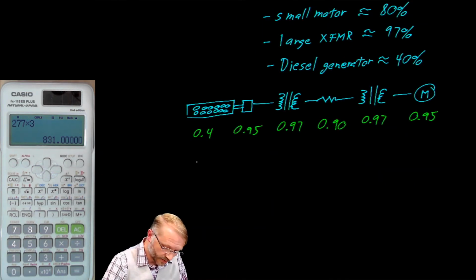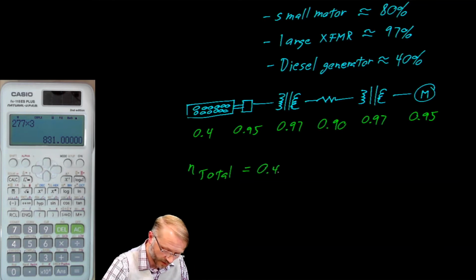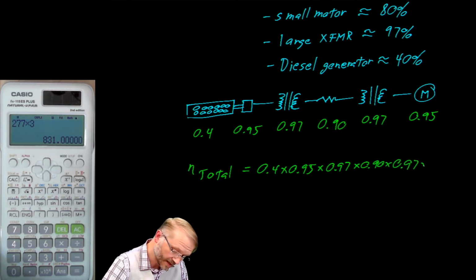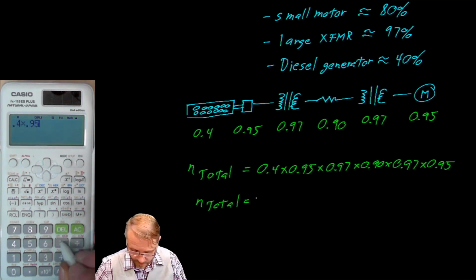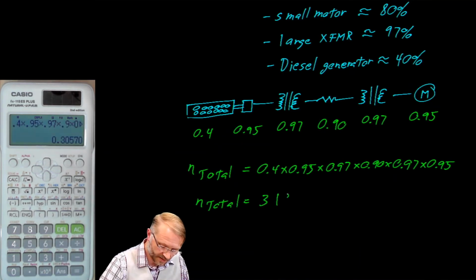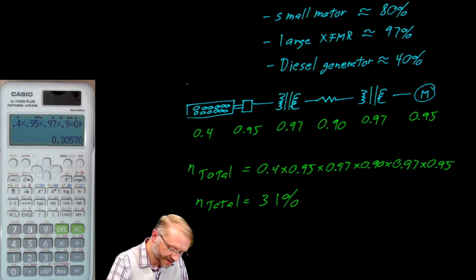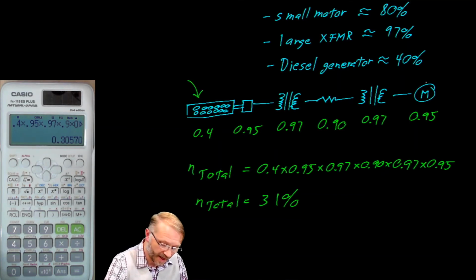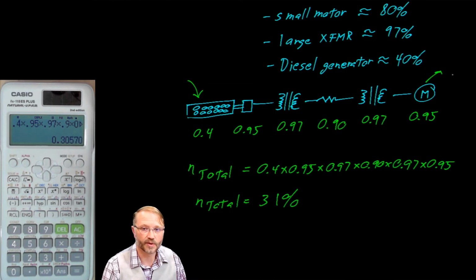That's a lot of numbers, and if you wanted to know the efficiency of the total system, you could simply take and multiply all the numbers together. So the total efficiency is 0.4 times 0.95 by 0.97 by 0.90 by 0.97 by 0.95, which gives us about 31%, when we consider the fuel we dump into the generator and the power we get out of this hypothetical motor.